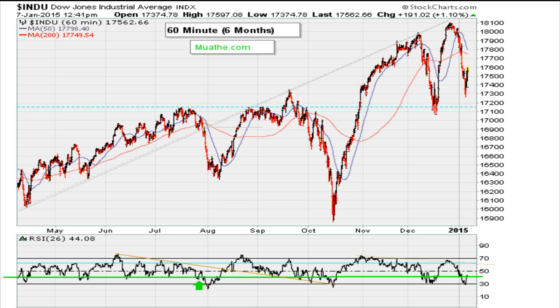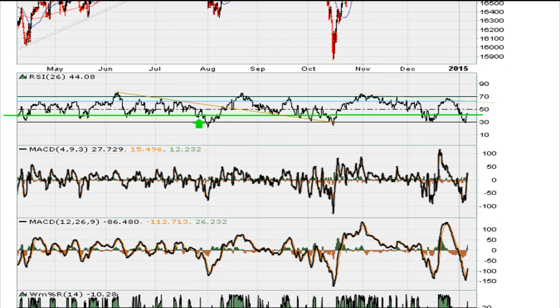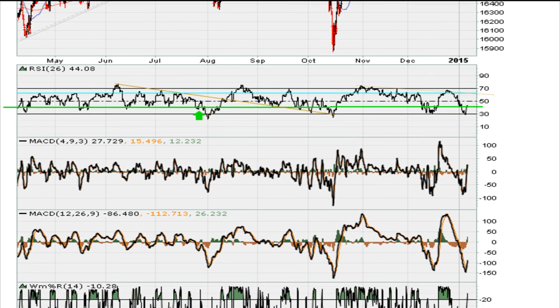Also keep in mind and always consider what the MACDs are doing. And you can see here that at least one of the MACDs is back above zero.